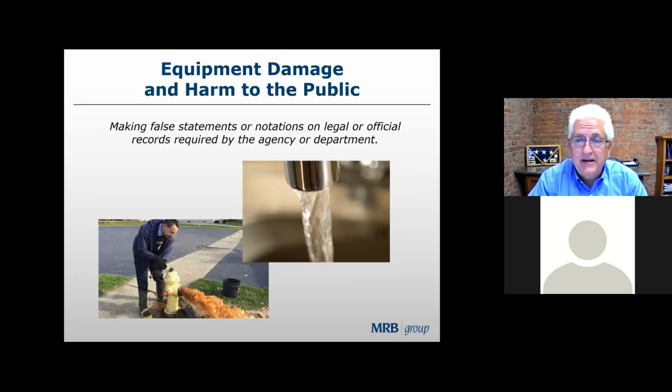I guess the key to that is make sure that you're always honest and truthful, whether it's with your employer or your clients, your residents, and the agency officials that you're dealing with, and that'll keep yourself out of trouble.